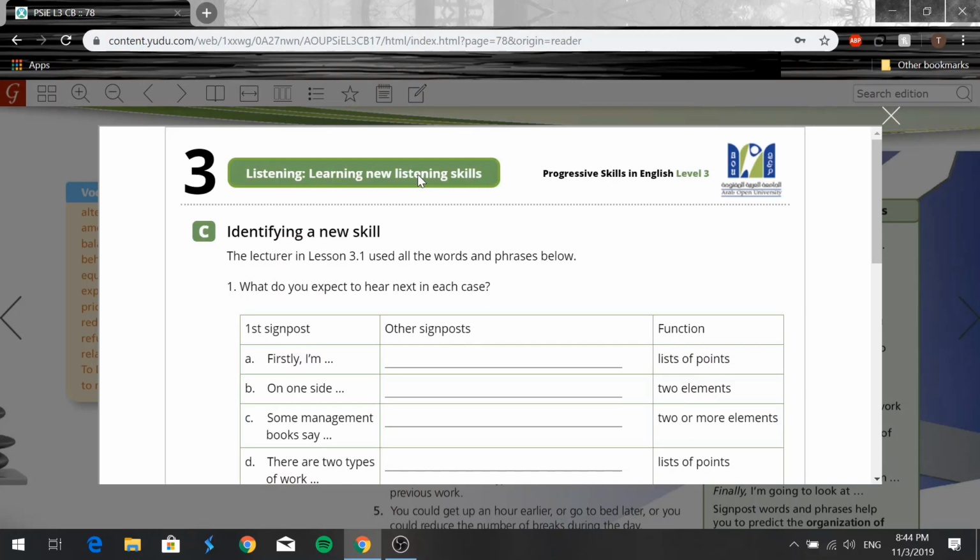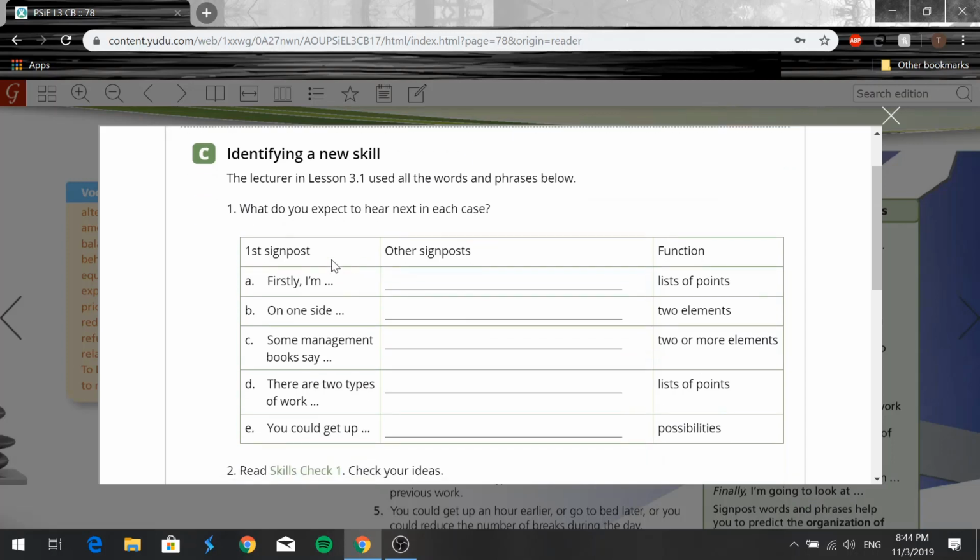Here we have the lecturer in 3.1 used all the words and phrases below. These words are not new. They're from the previous lesson. What do you expect to hear next in each case? Based on the signposts that we just read, what do you expect to hear in each case? So we have the first signpost. Firstly, I'm, and she'll probably say I'm going to talk about.